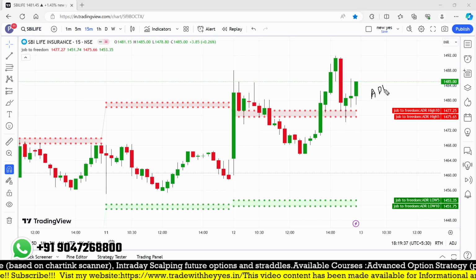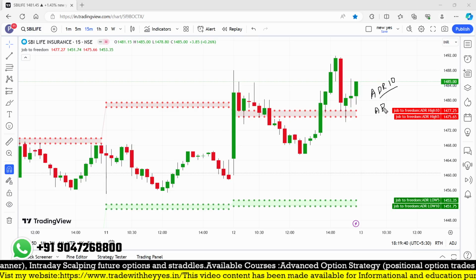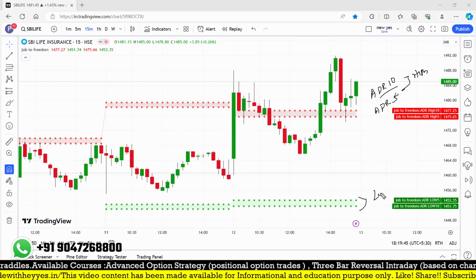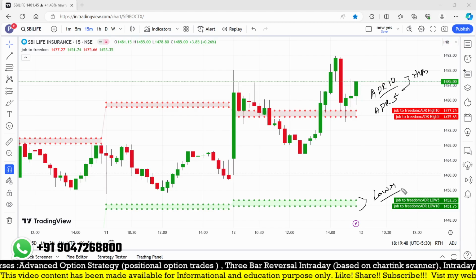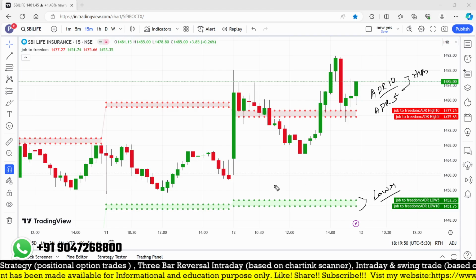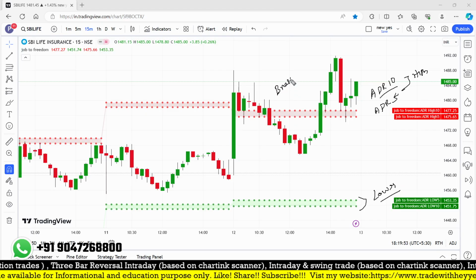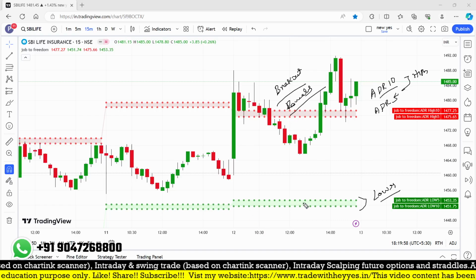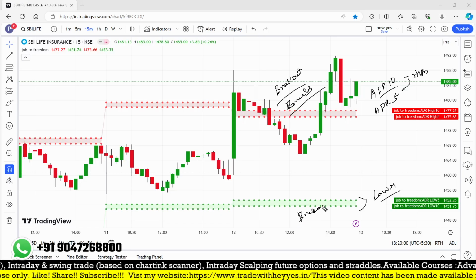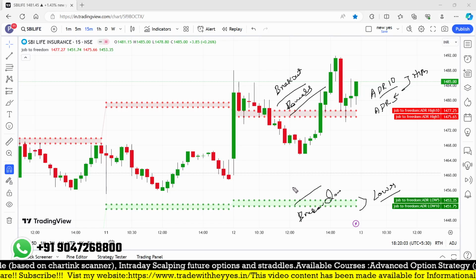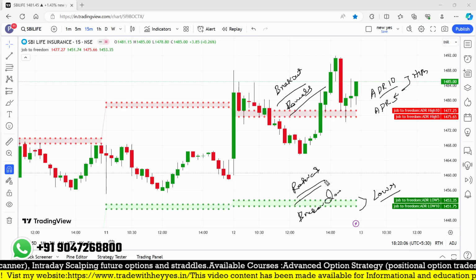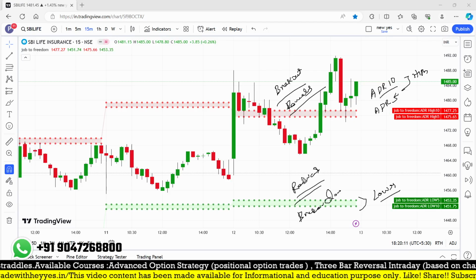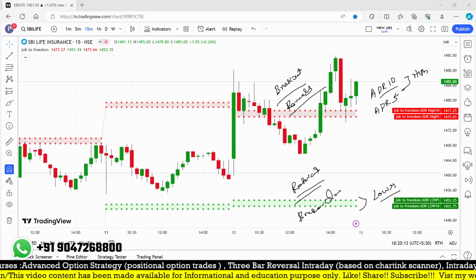ADR 10 and ADR 5 form the higher levels, and likewise ADR 10 and 5 form the lower levels. This level acts as a breakout level, and a reversal is also possible at this top. And this is a breakdown, and maybe a reversal too. So we can use four types of plan with this ADR indicator, and that is how we have created the charting scanner.